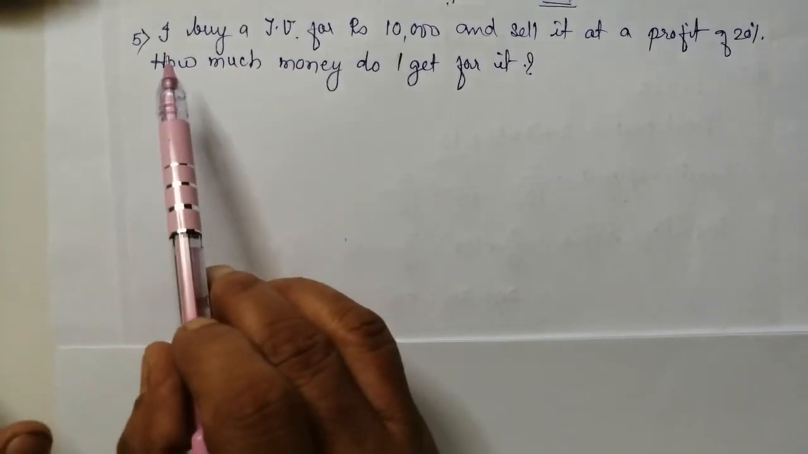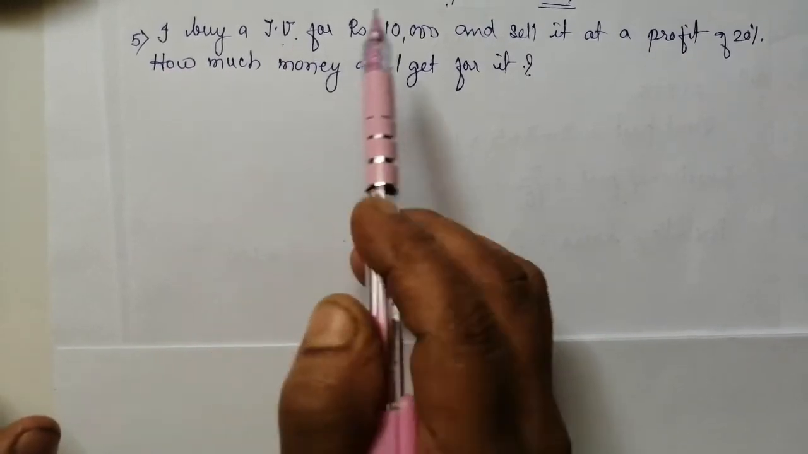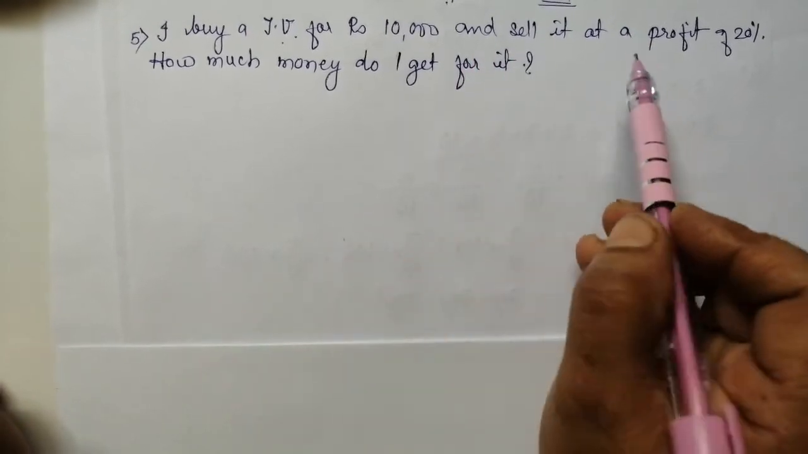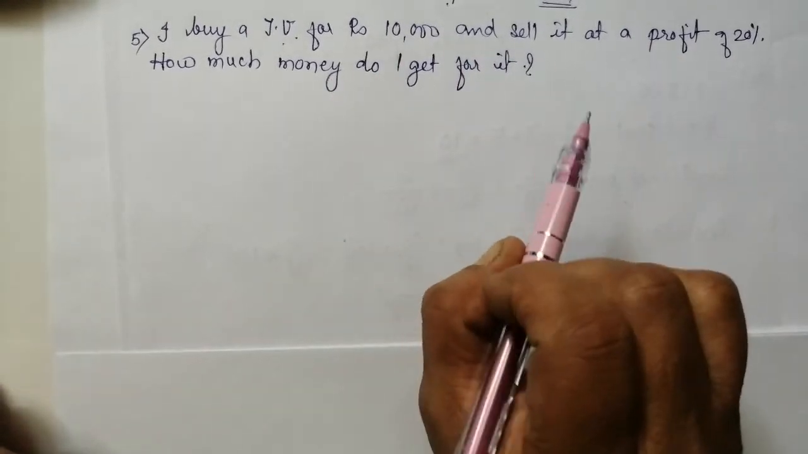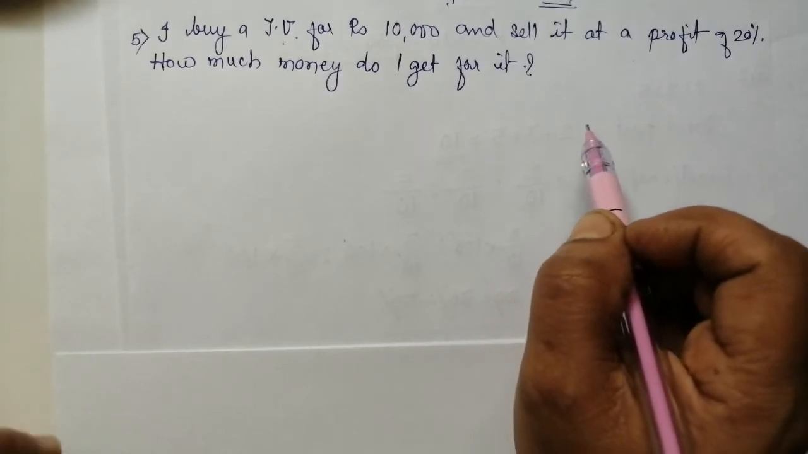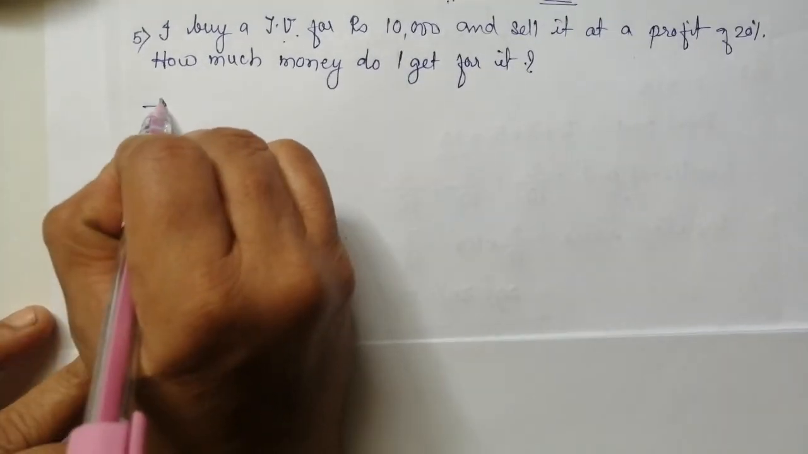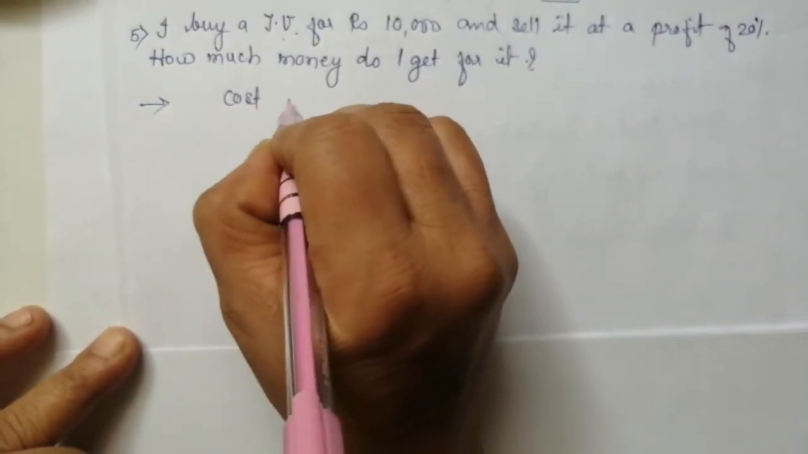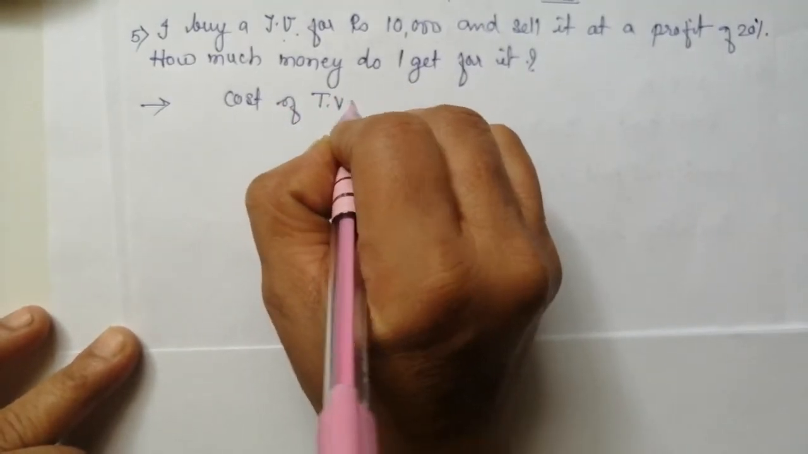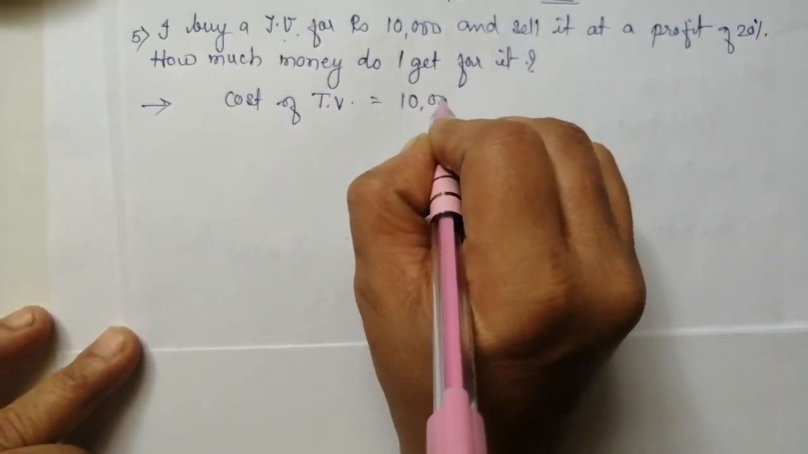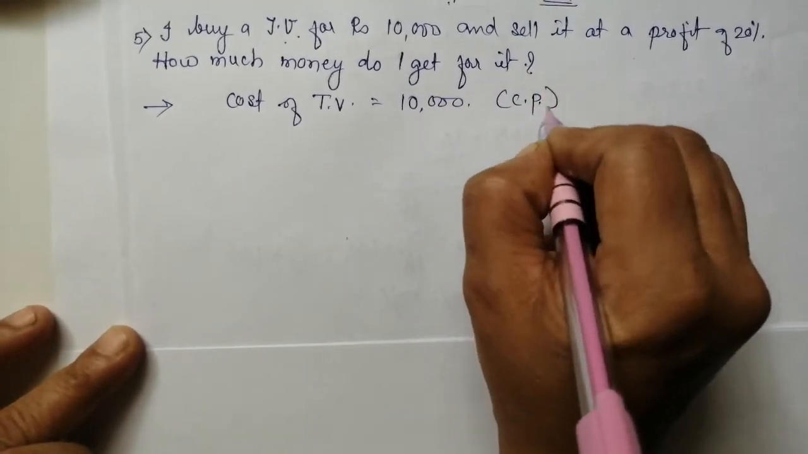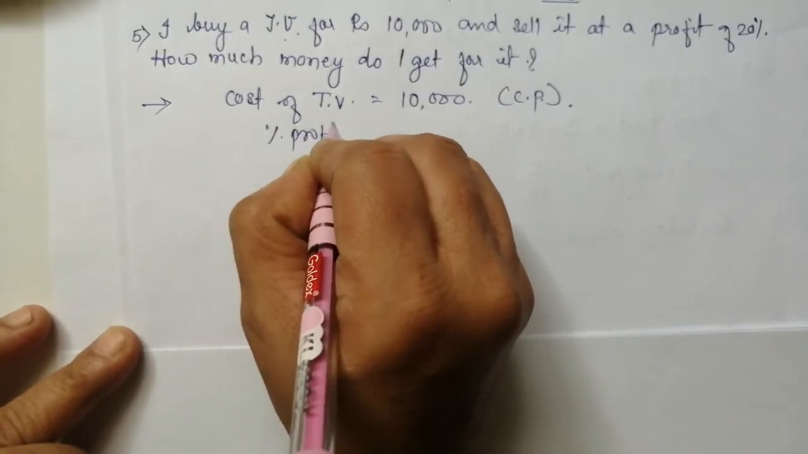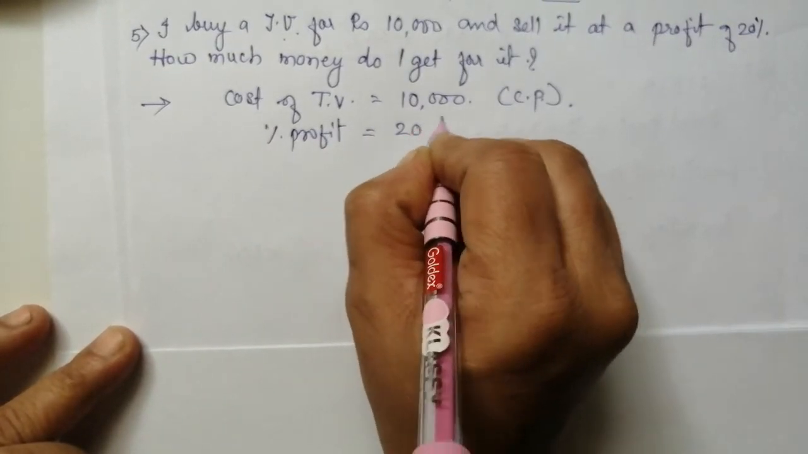Now fifth sum: I buy a TV. The cost of the TV is 10,000 rupees. I sold that TV with a profit of 20%. Now how much money do I get? See, first of all write down the cost of TV. Cost of TV is equal to 10,000 rupees, which means this is the cost price. Now percent profit is equal to 20%.